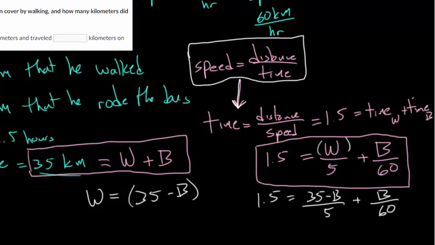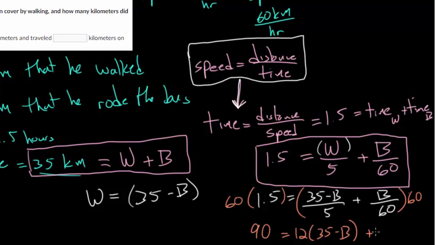Now, personally, I find equations to be easier when we don't have fractions. So if we multiply everything by 60, that would eliminate both fractions because 5 divides evenly into 60. So let's just do that. Multiply everything by 60, and we're going to have to distribute it here. So this is just 90. And for this one, you have 60 divided by 5, which is 12. So 12 times (35 minus B). And over here, you would just get B since these would cancel out.